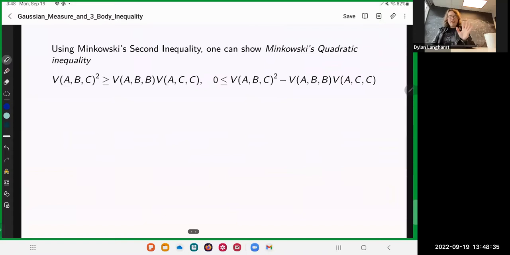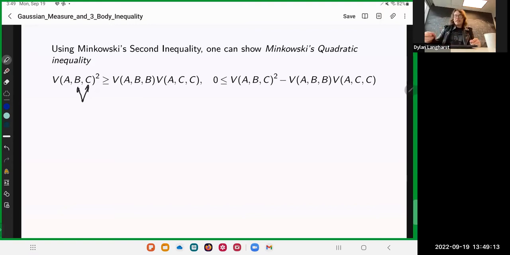Now, I'm not going to show the proof of this, but using Minkowski's second inequality, you can get Minkowski's quadratic inequality. For some reason, psychologically for me, if I have 2 bodies, I call them K and L, but if I have 3 bodies, I call them A, B, C. So Minkowski's quadratic inequality states that the mixed volume of n minus 2 copies of A with 1 copy of B and 1 copy of C, and I want to remark that in this instance it is symmetric in the last 2 arguments because B and C each appear once, is greater than or equal to the mixed volume of n minus 2 copies of A and 2 copies of B times the mixed volume of n minus 2 copies of A and 2 copies of C.